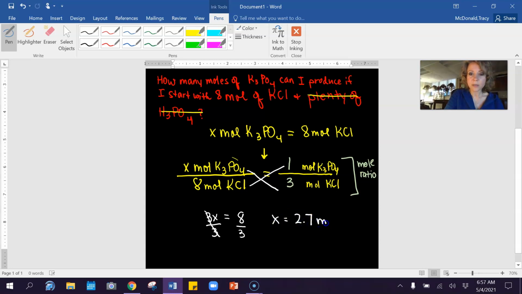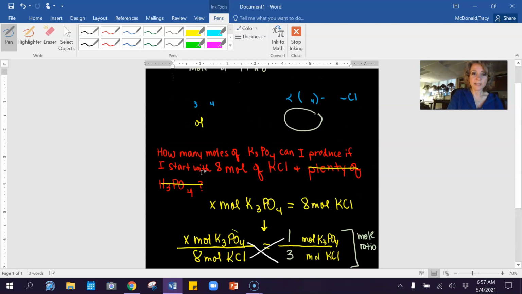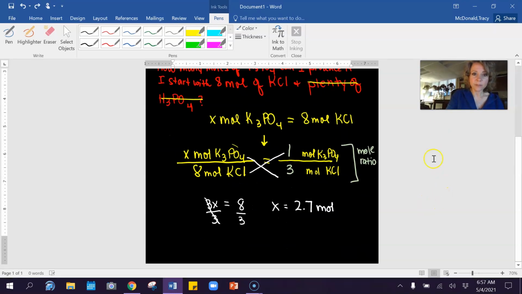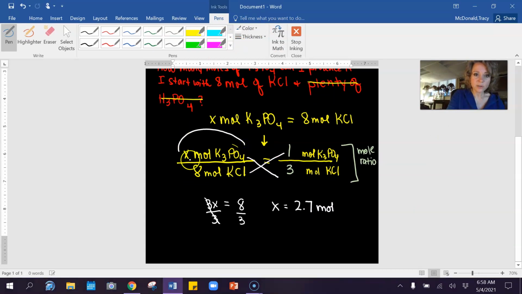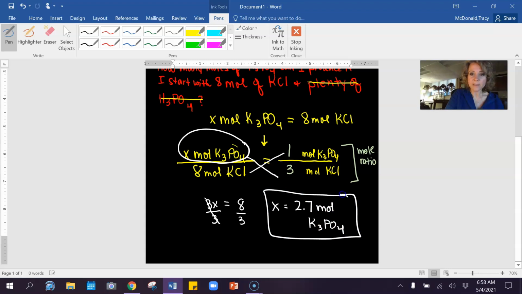2.7. And now, because I have my variable next to moles of potassium phosphate, let me just circle that again, because I want to make sure that I include my potassium phosphate. And this, folks, is your final answer.